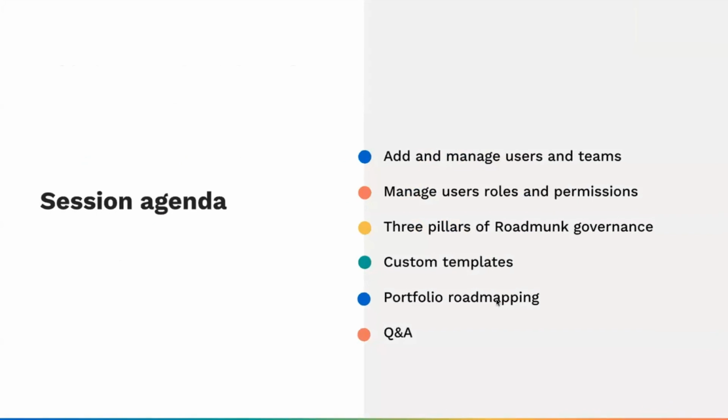So as Dua mentioned, today's session is on the account admin training. We're going to be letting you know certain aspects of the role as an account admin, including how you can add and manage your users, as well as teams, how you can manage those user roles and permissions, and the 3 pillars of Roadmunk governance, which are some best practices to ensure your team's set up for success. We're going to talk about custom template building, portfolio road mapping, and how everything goes together into a portfolio. And then as Dua mentioned, there'll be plenty of time at the end for Q&A.